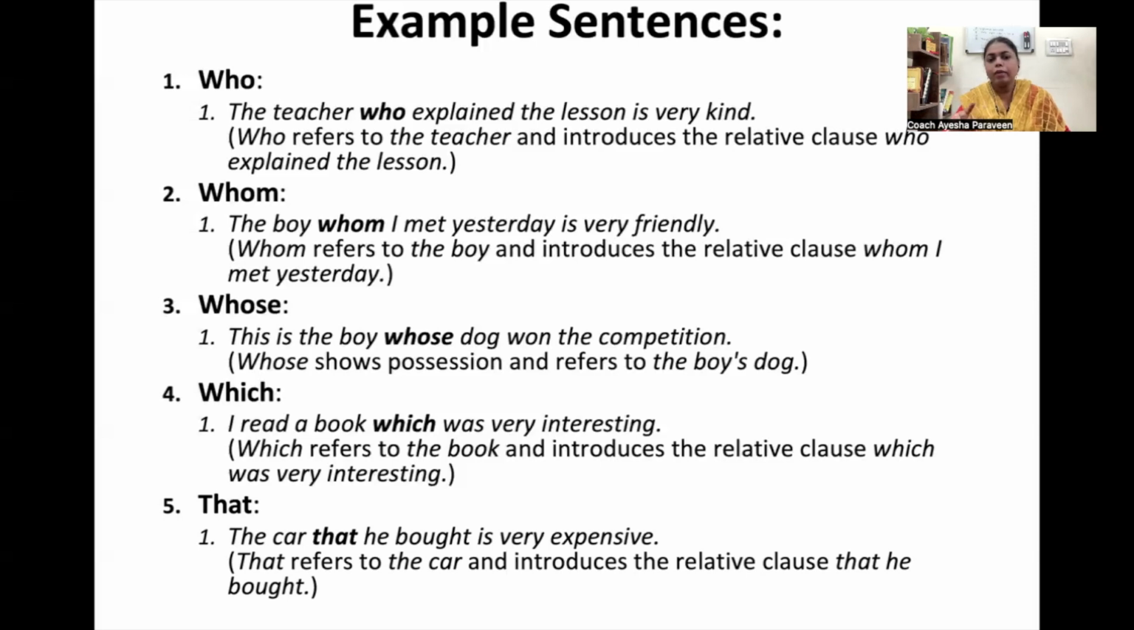Now here, he bought is very expensive is the additional information, and the car is a noun. Okay, now here we are connecting the car with he bought very expensive with the relative pronoun, that is that. I believe you now got a little bit of understanding of where we use who, where we use whom, whose, which, that, why, where, all these things.